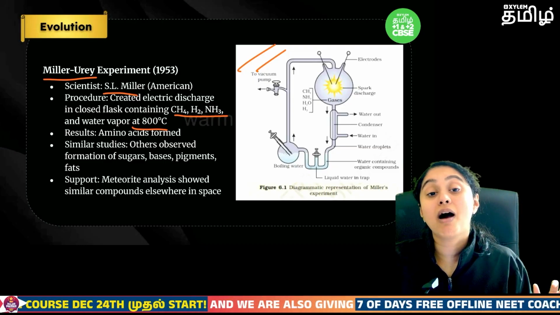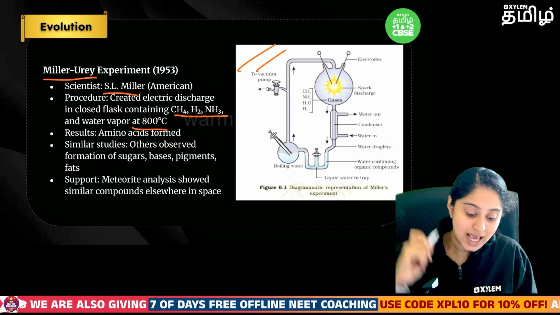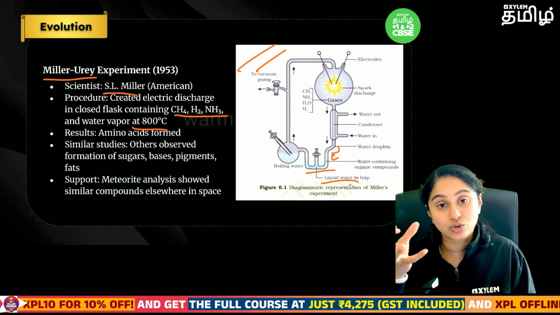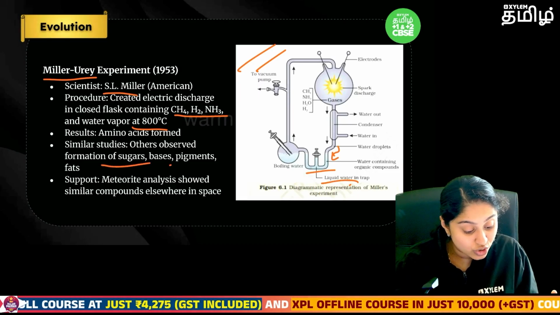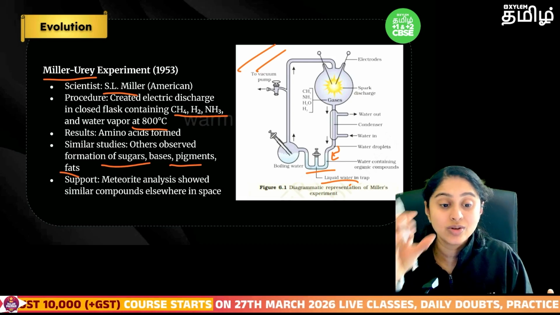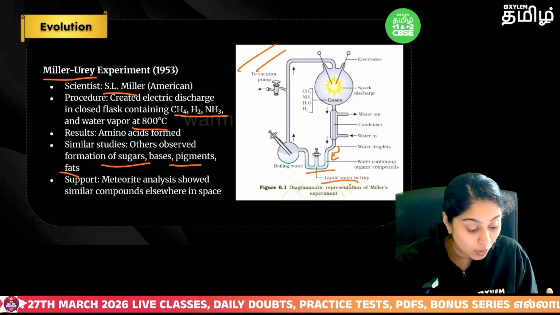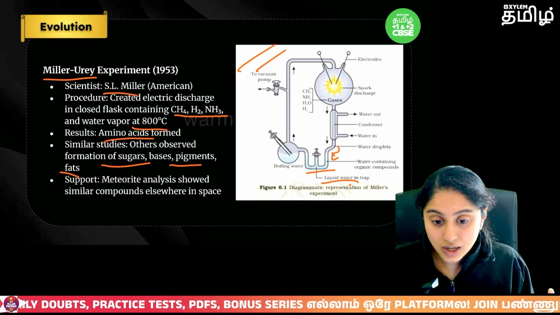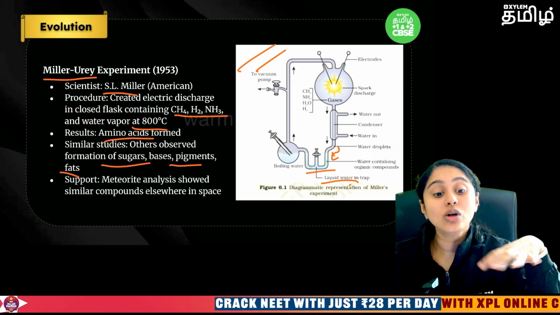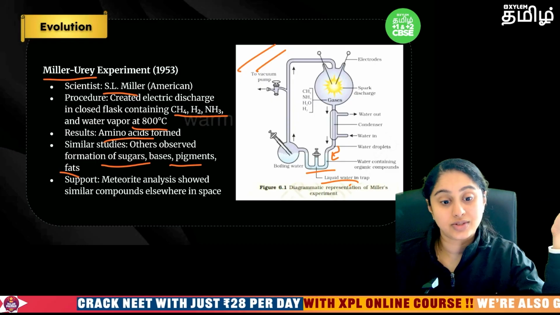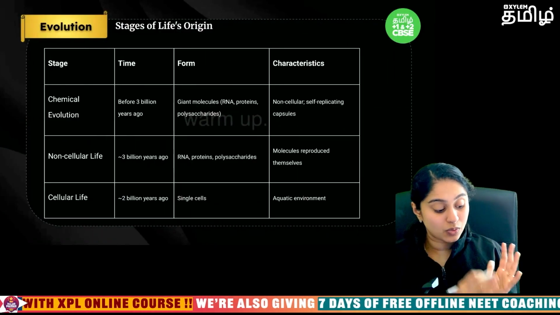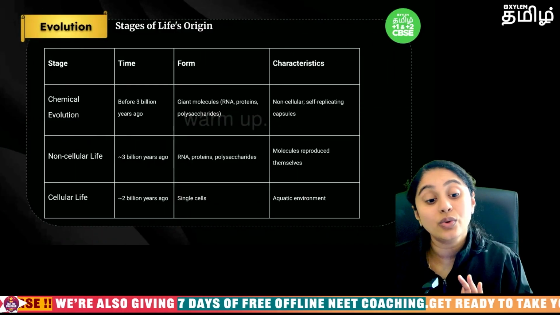But when the spark happened, whatever they condensed and took the liquid out of, they could find sugars, bases, fats, and all of these organic molecules, mainly amino acids, from the result of this water vapor that they got. So this proves that similar compounds were there in space also. So these compounds are the ones that slowly started to evolve.